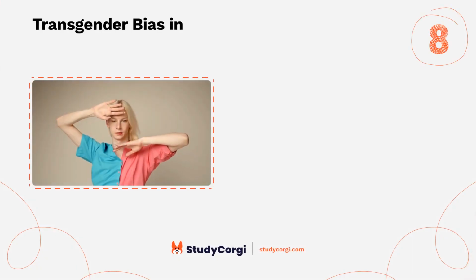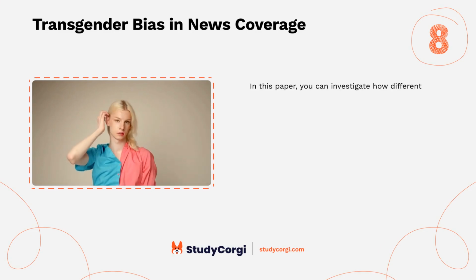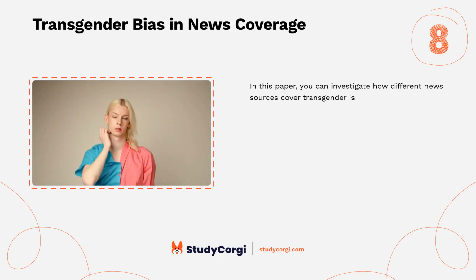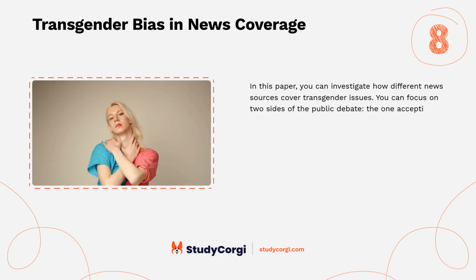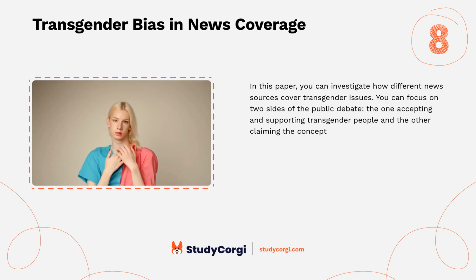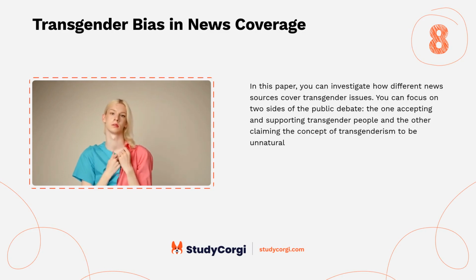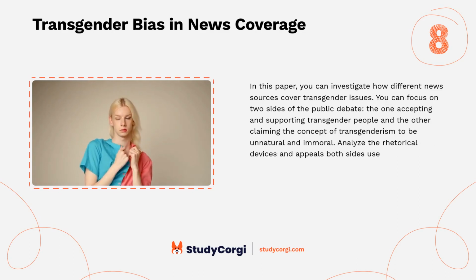Transgender bias in news coverage. In this paper, you can investigate how different news sources cover transgender issues. You can focus on two sides of the public debate, the one accepting and supporting transgender people and the other claiming the concept of transgenderism to be unnatural and immoral. Analyze the rhetorical devices and appeals both sides use to prove their point.